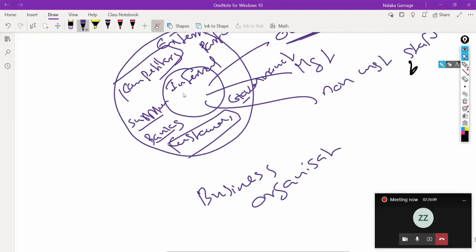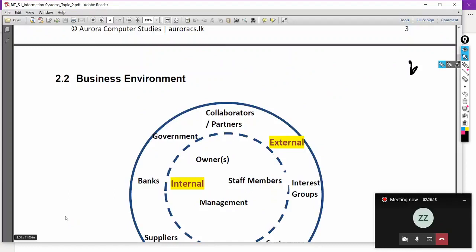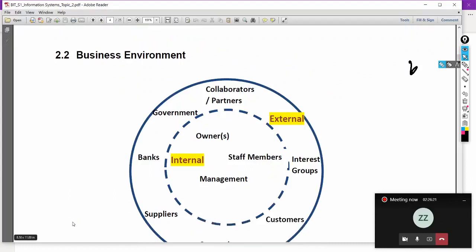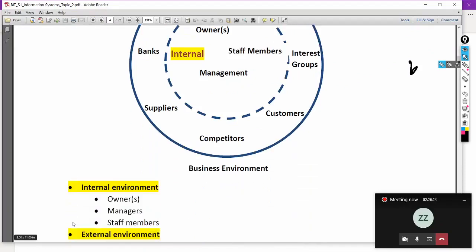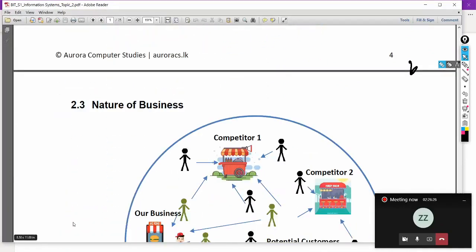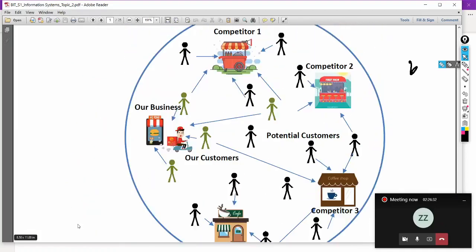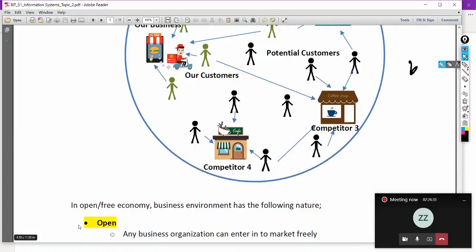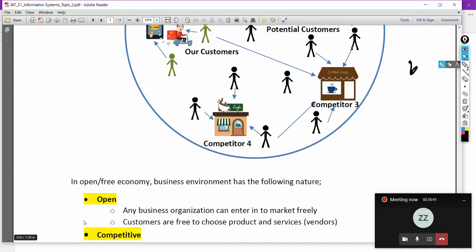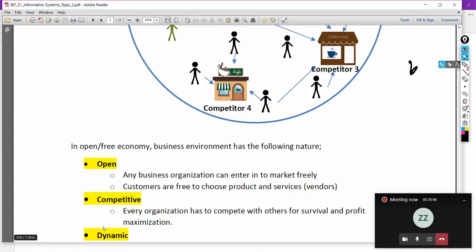So that is another division, internal environment and external environment of the business. Okay, so we try to gradually understand what is really happening in a business environment, in a business organization. This one we discuss, and these properties are very important. Business environment is an open economy. It's open, that means anyone can come, anyone can go out, new businesses. And it's very competitive, because of the open economy, and also it's very dynamic. Because it's open and competitive, it's very dynamic.